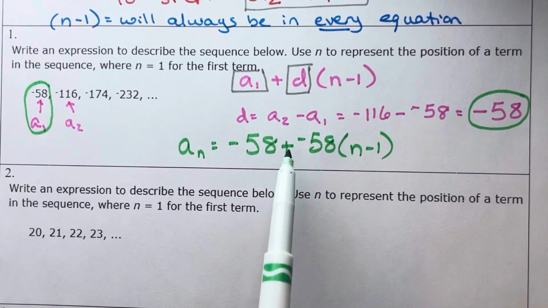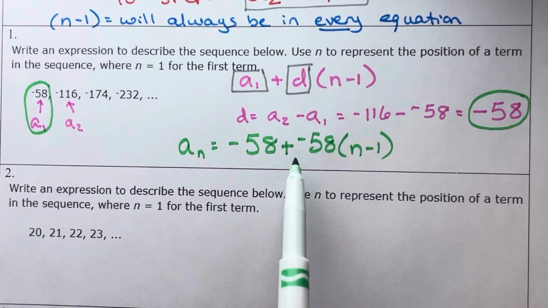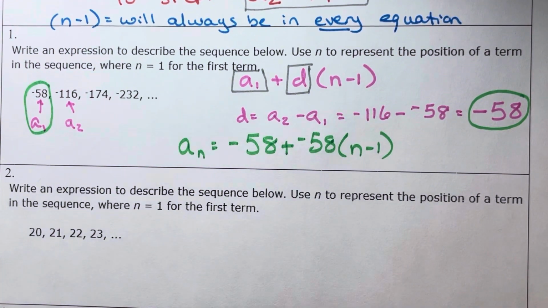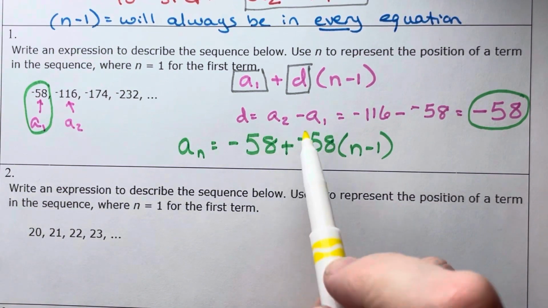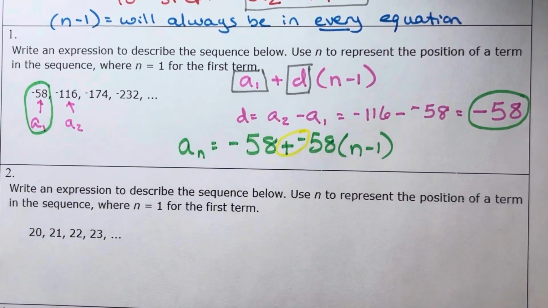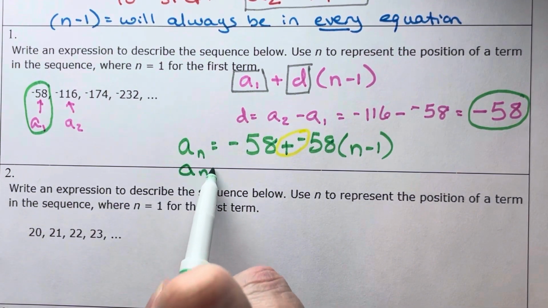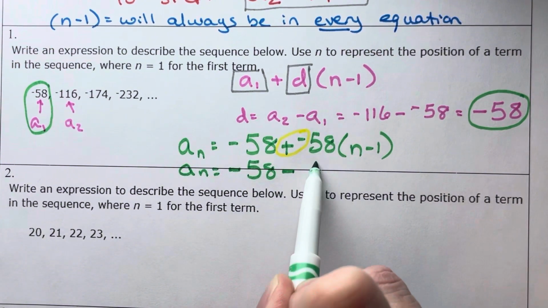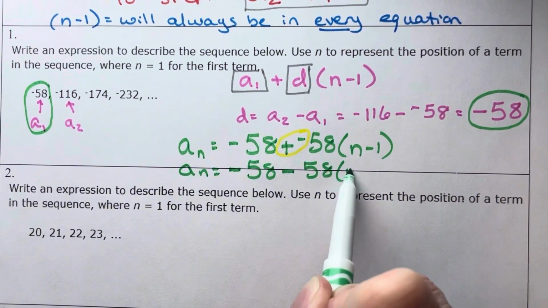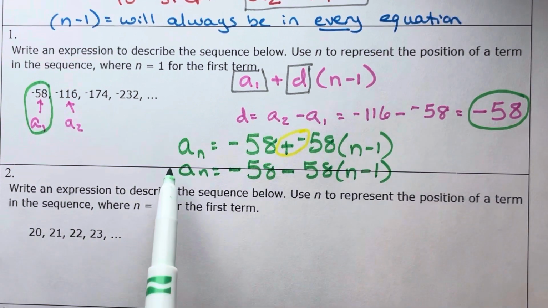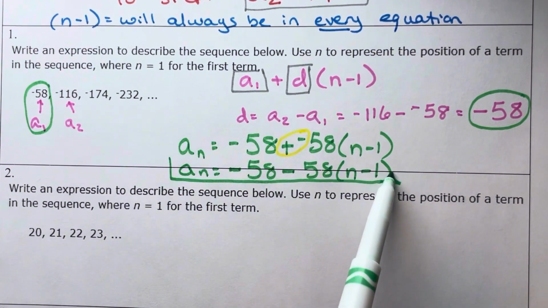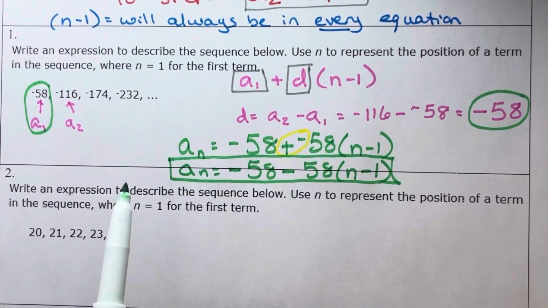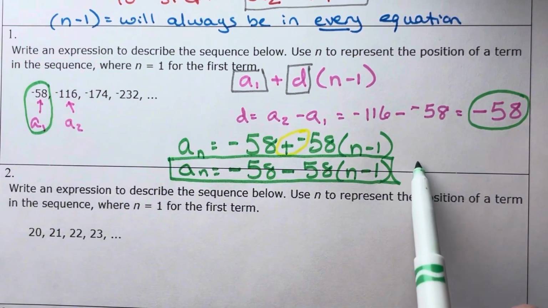And because you know that it is smiled upon by the math gods to have a negative and a positive side by side, we need to simplify that. We need to clean it up just a little bit. So a sub n is equal to -58 minus 58 times the quantity of n minus 1. And this is the equation rule for the given sequence. And there you go.